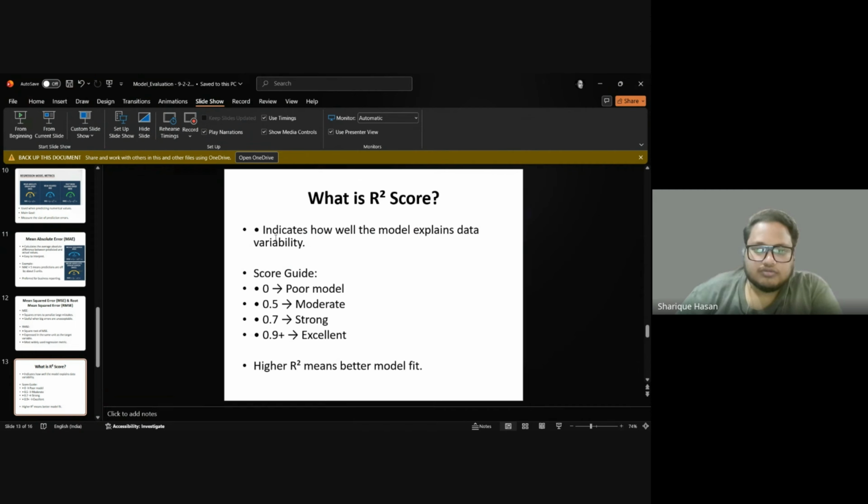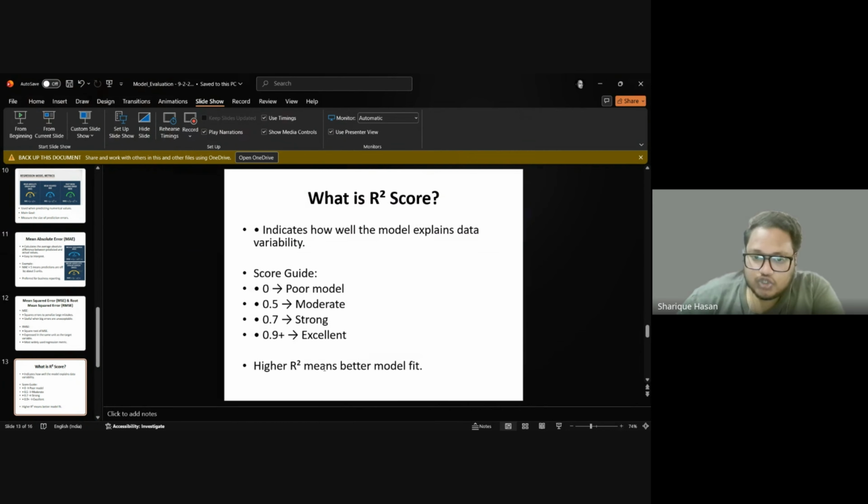Now, what is the R2 score? It indicates how well the model explains the data variability. For example, 0 means a poor model, 0.5 moderate, 0.7 strong, and 0.9 plus excellent. This is a rating out of 1, where 1 is like 100, 0.5 is like 50, 0.7 is like 70, and excellent is around 90. So it indicates how well the model explains the variability of the data.